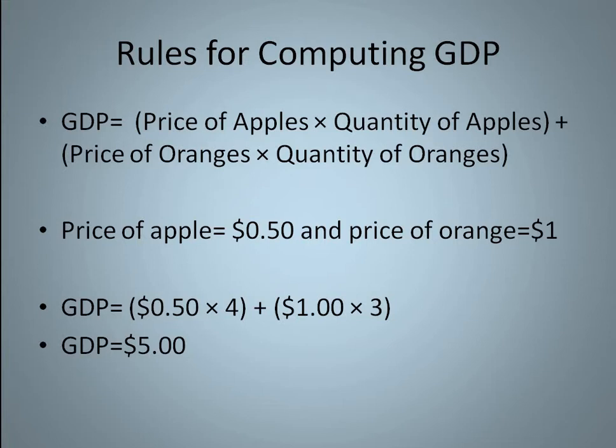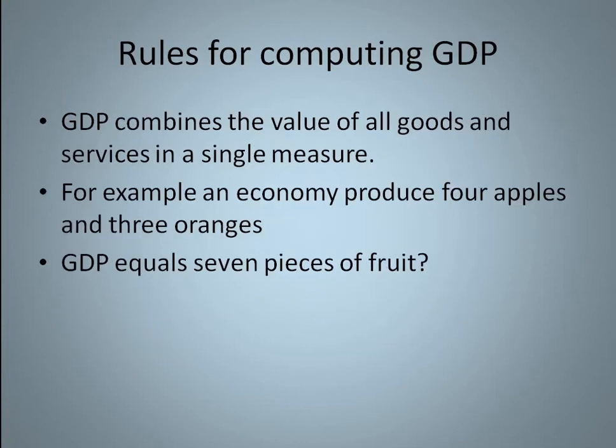Here is an example of price of apple and quantity. If we have apples and oranges, then how can we calculate the GDP? Suppose the economy produces 4 apples and 3 oranges. Then how do we compute GDP? We could simply add apples and oranges and conclude that GDP equals 7 pieces of fruit. I have discussed this here.